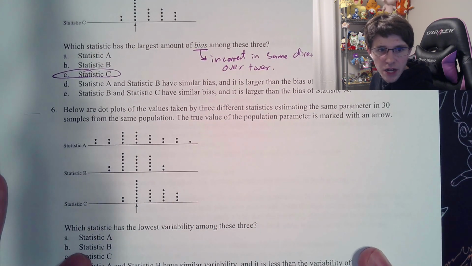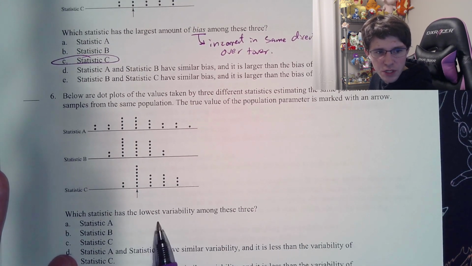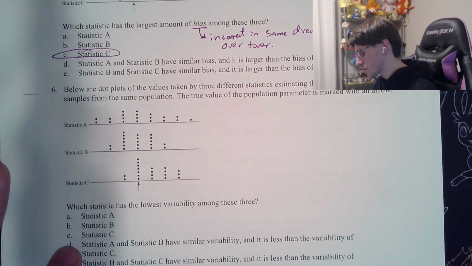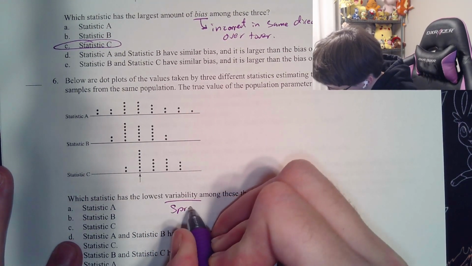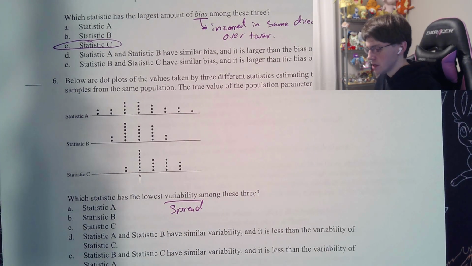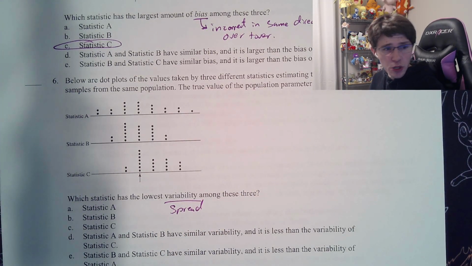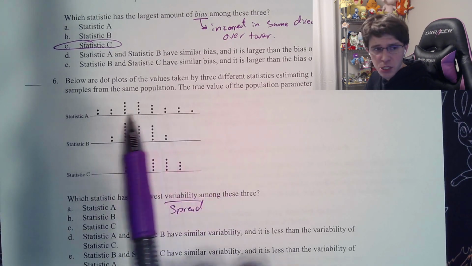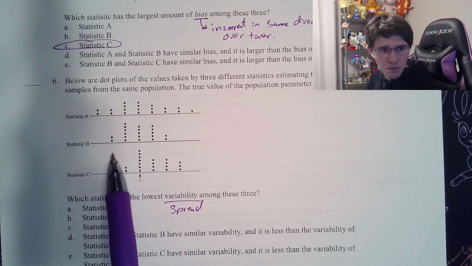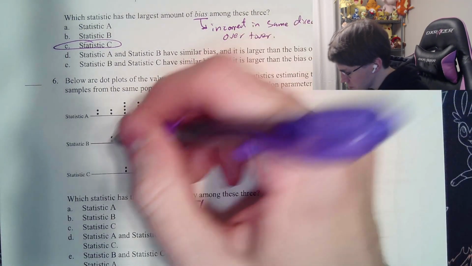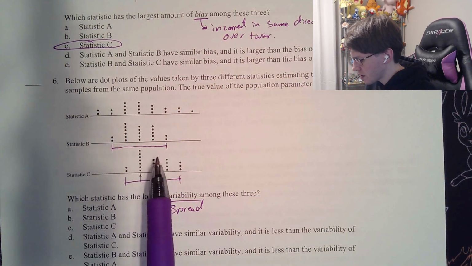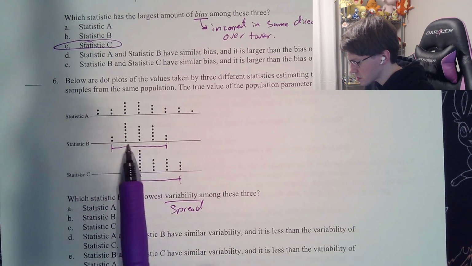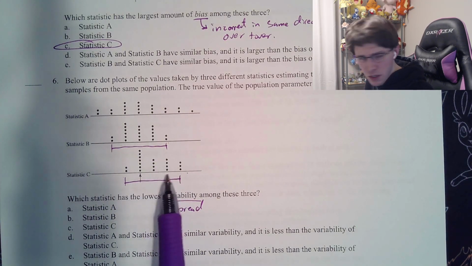So the next one here, the word is lowest variability. Variability is one of the words from way earlier in the chapter. This is our spread, how spread out it is. I think it's extraordinarily clear that A has the largest spread. However, both B and C have a similar kind of spread. They only have a few dots on the edges, and most of the dots are right here.